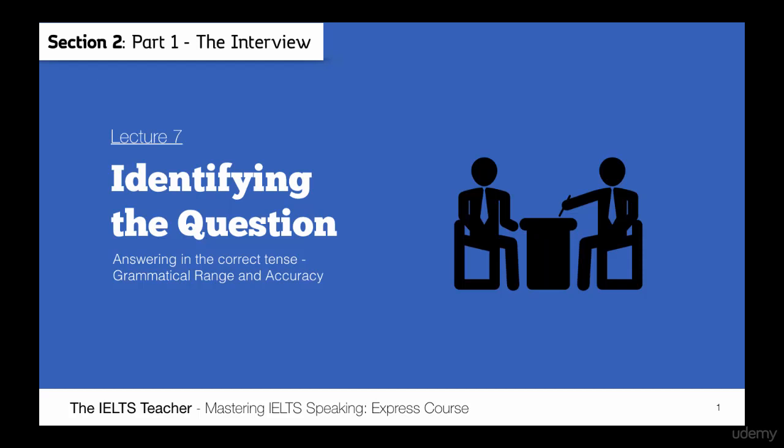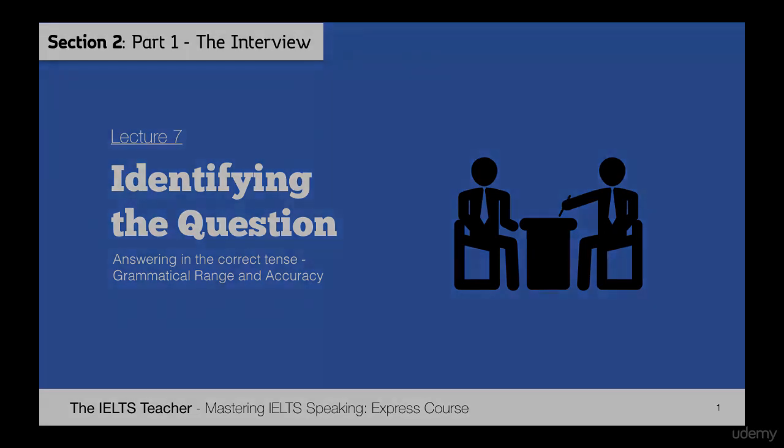Now we've talked a little bit about vocabulary, let's talk about grammar, grammatical range and accuracy, and the 25% of your mark that comes from that band descriptor category. In this lecture, we're going to be talking about identifying the question, in particular the grammar in the question, and how we can use it to deliver an accurate response.